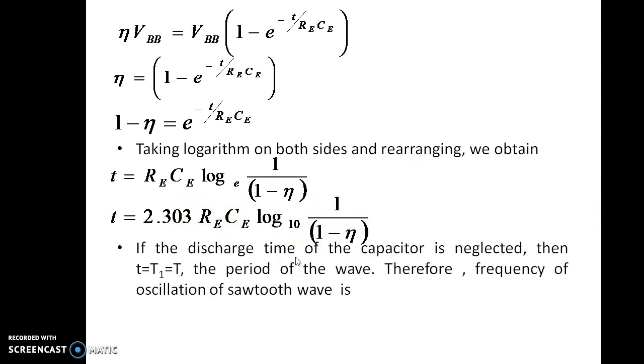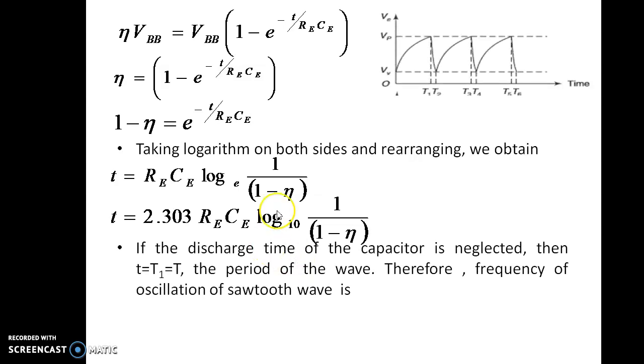So now if the discharge time of the capacitor is neglected, this is the waveform for which we are trying to find the frequency of oscillation. This is the charging time and this is the discharging time. So what is the total time period of this waveform? Capital T equal to T1 plus T2. Now this discharging time is very small, so we can neglect this T2 and we can approximate the time period of the waveform as T equal to T1, which is equal to the total time period of the wave.